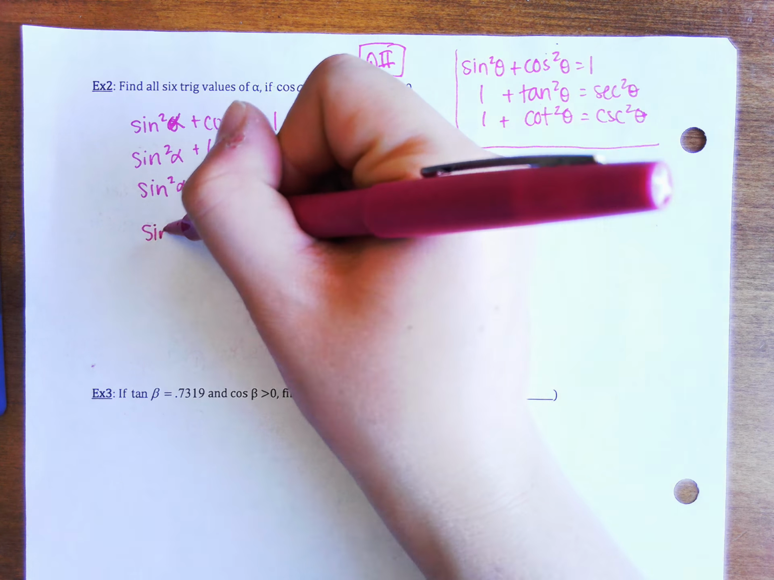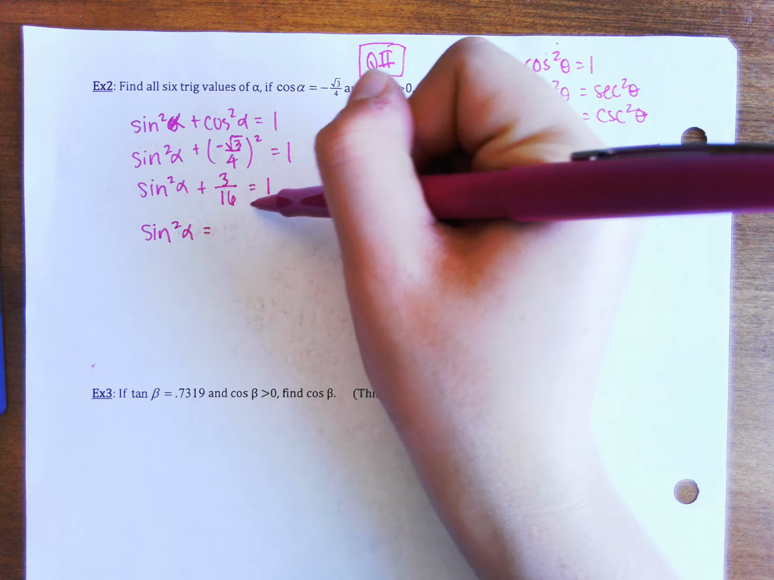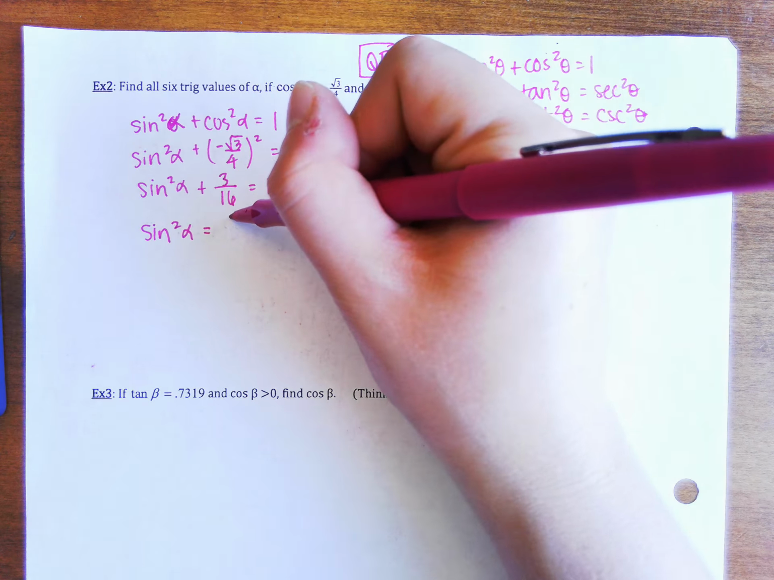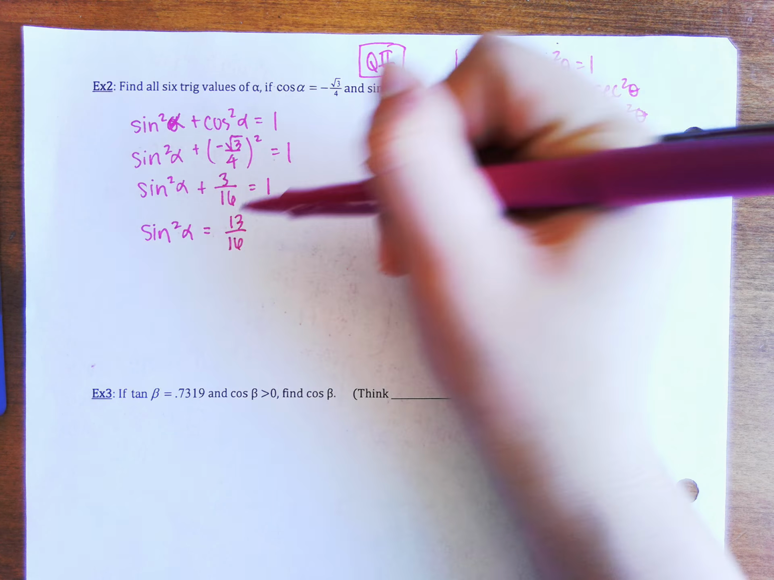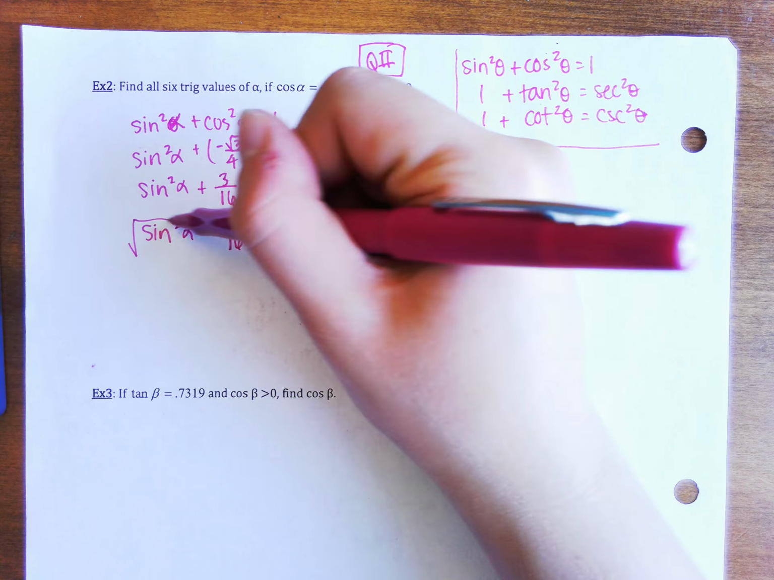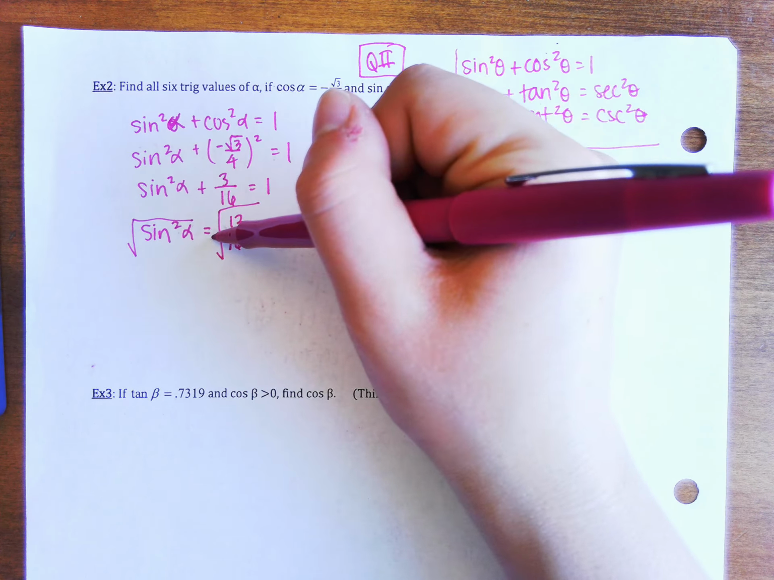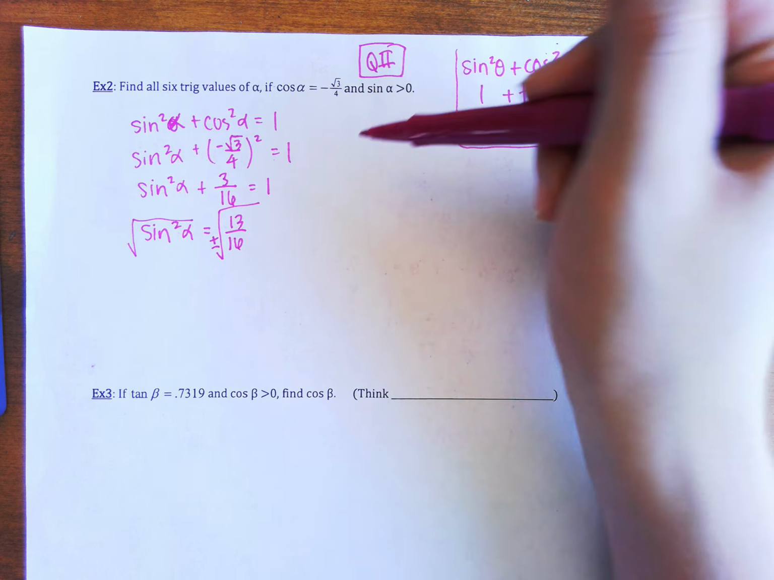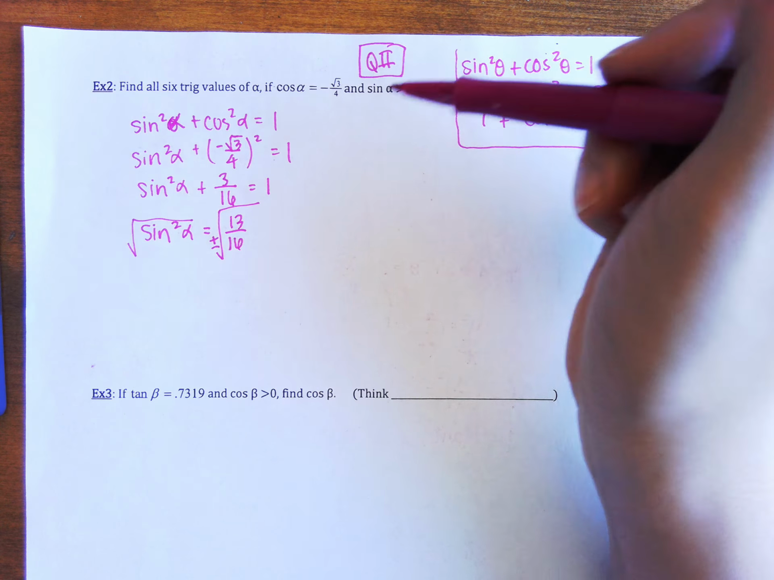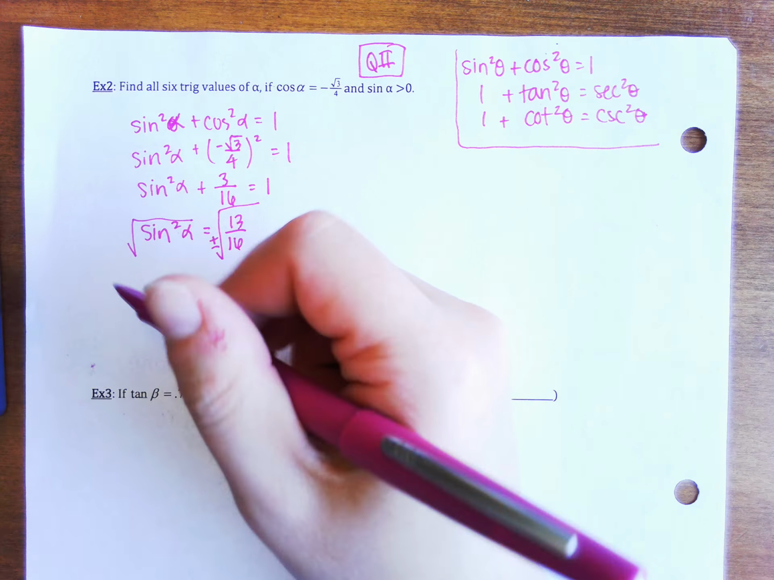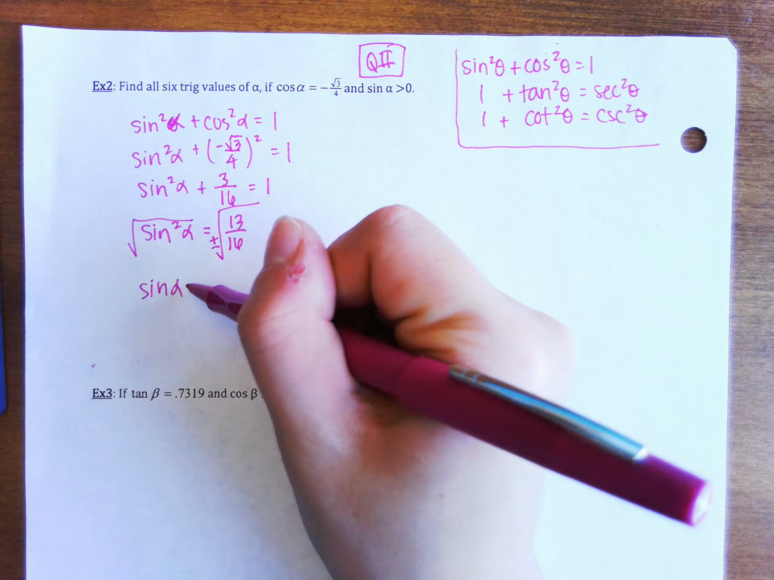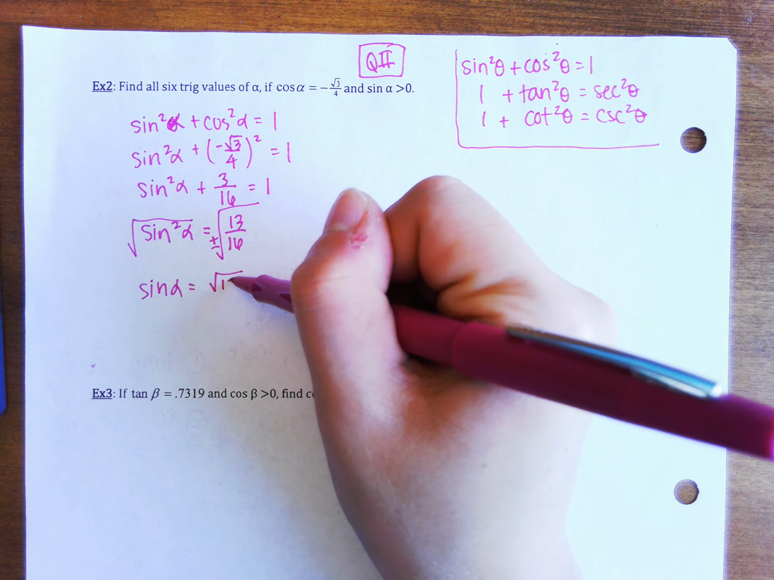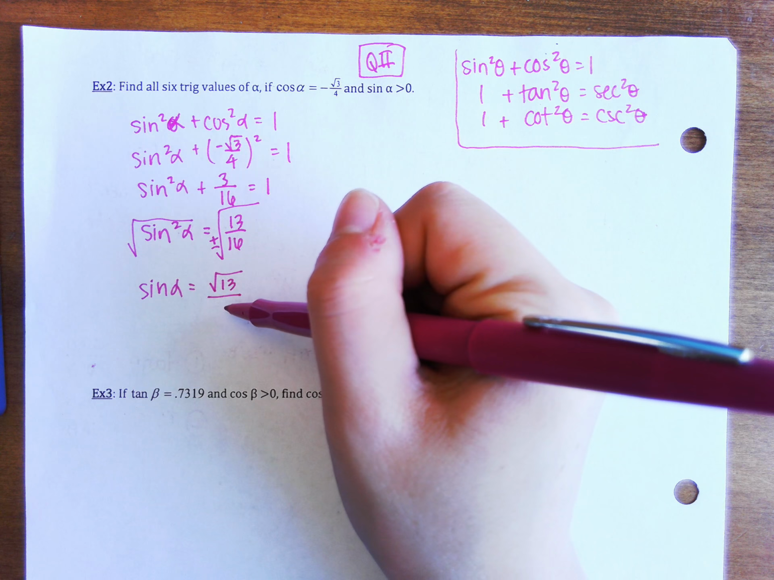And then I'll move over and subtract 3/16 from both sides. So that'd be 16 over 16 minus 3 over 16, which is going to be 13 over 16. And then we take the square root. And I'm going to stress this, that we always include a plus or minus when we take the square root. But they tell us that the sine is positive, so we're going to use the positive version of this. But it's important that we just have a good habit of that. So we'll have positive root 13, and then the square root of 16 is going to be 4.